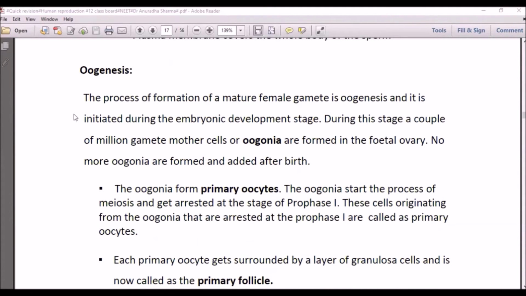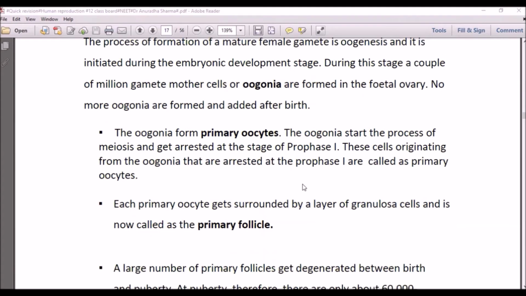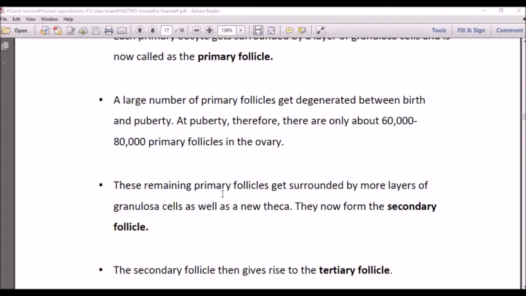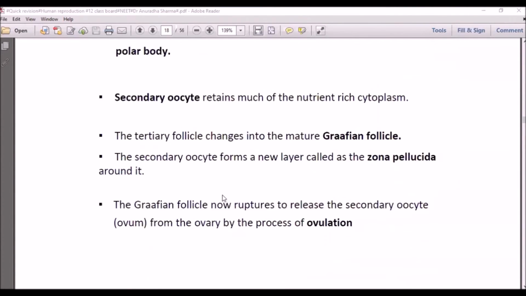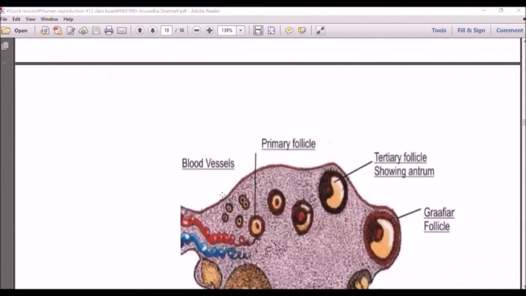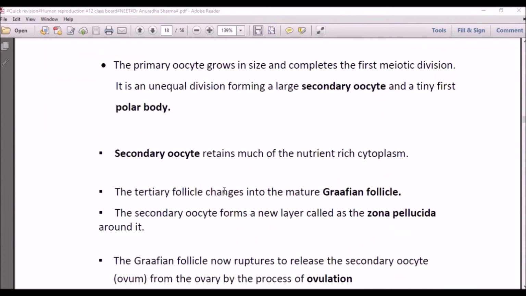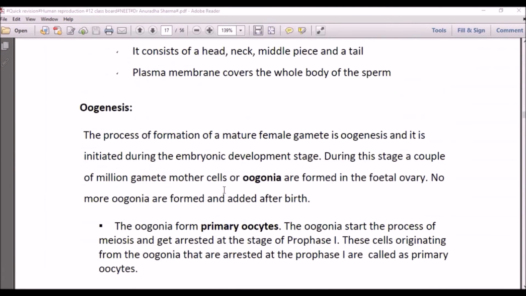Now we will study oogenesis. I have already discussed that oogenesis, the process of formation of the ova, is initiated during the embryonic stage. We will study oogenesis with the above diagram.